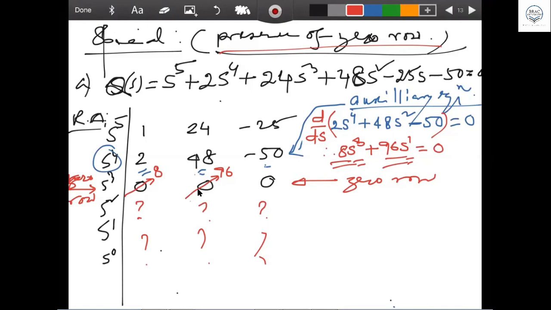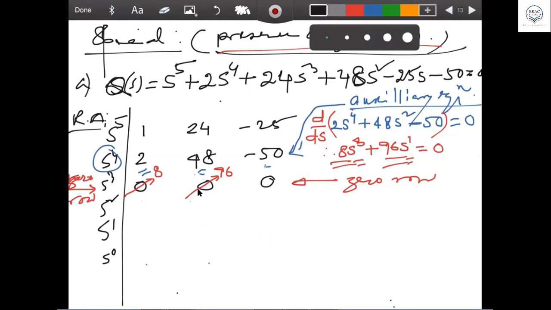Yep. What is the answer? Can you find it? 24, minus 50, 0. Okay, so you got the answer here. This value is 24. Then this one is minus 50, 0. Then the next one, 0. Next row.